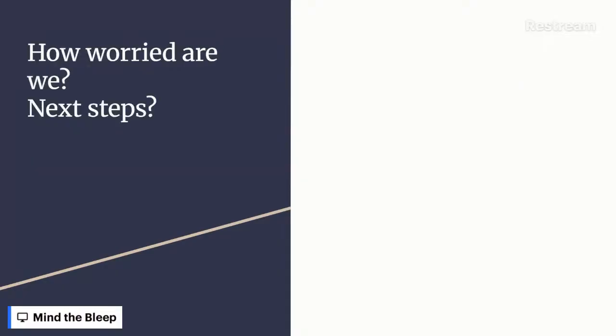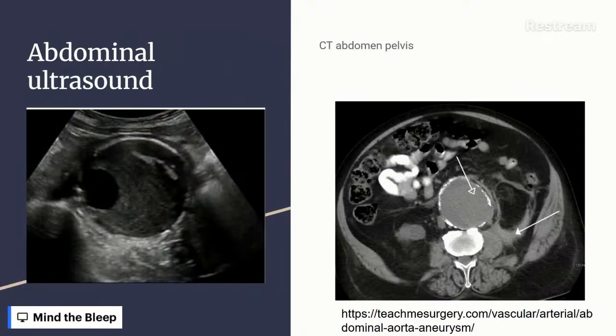So how worried are we, and what are our next steps? So we want to do some imaging, okay? And you may choose to do an abdominal ultrasound, but if you're in A&E and you've got the CT right around the corner, then you may wish to do a CT abdomen pelvis. And you can see, hopefully, that there's something quite abnormal on these CTs.